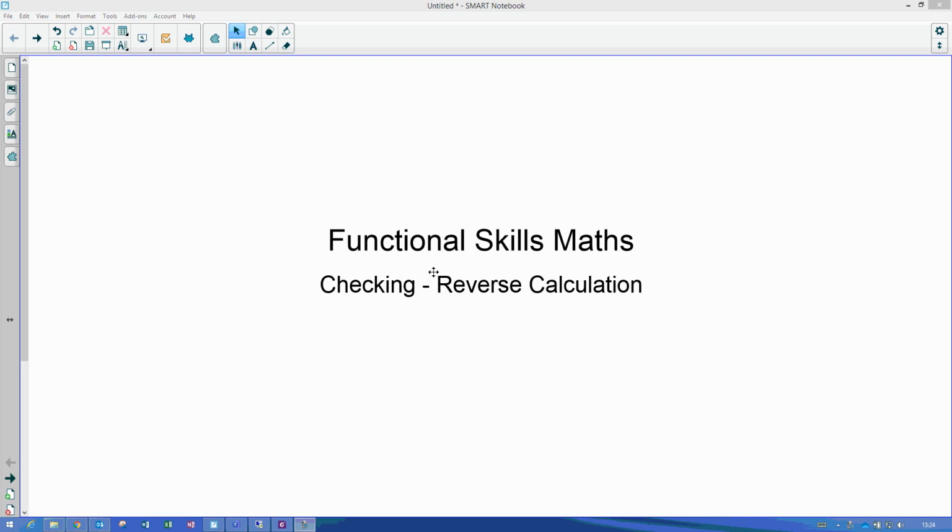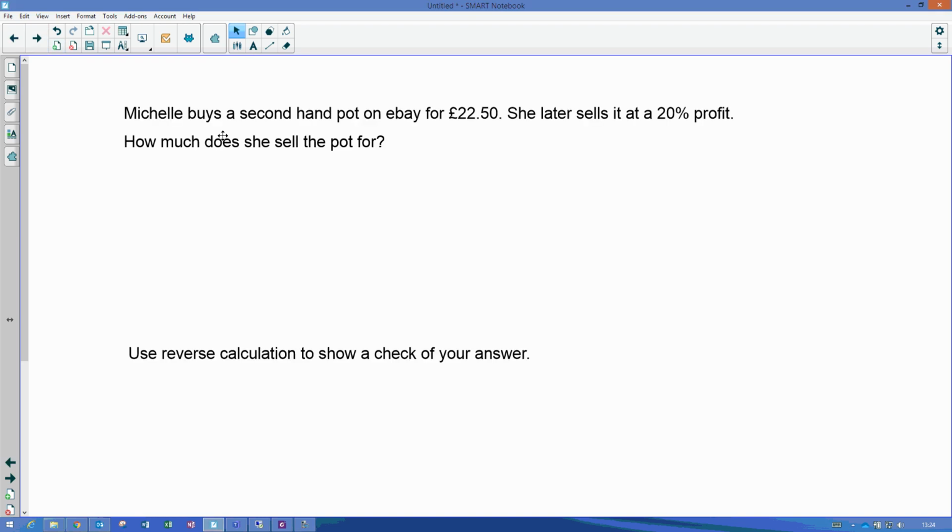So this is something they're often quite keen to check whether you can do, check your answers are right. And one method is reverse calculation. So what do we mean by that? Let's have a look at an example.